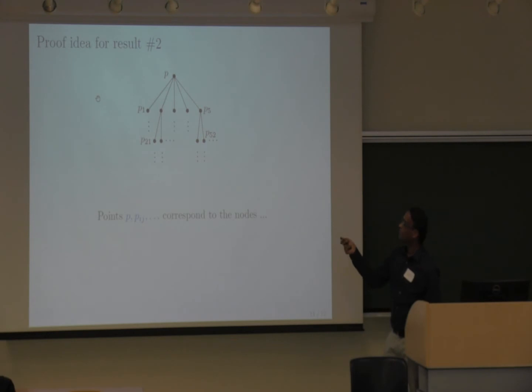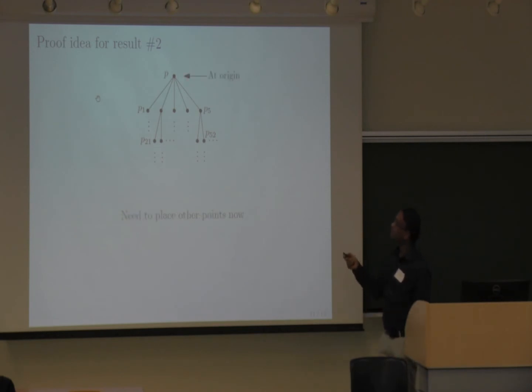So here's a piece of the tree that is shown here. This is just to introduce some notation. We let the root node be denoted by P, and P will also denote the point in the plane which it should correspond to. And then its children from left to right are P1 to P5, and say for P2 the children are P21 to P25.